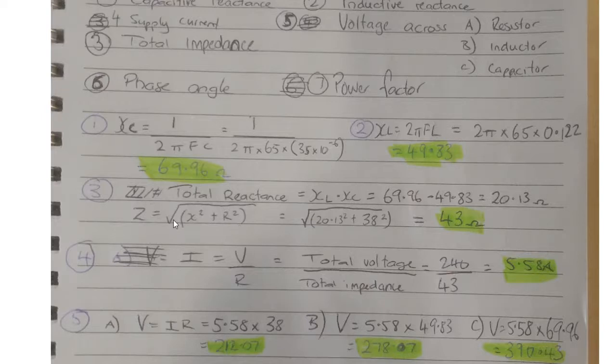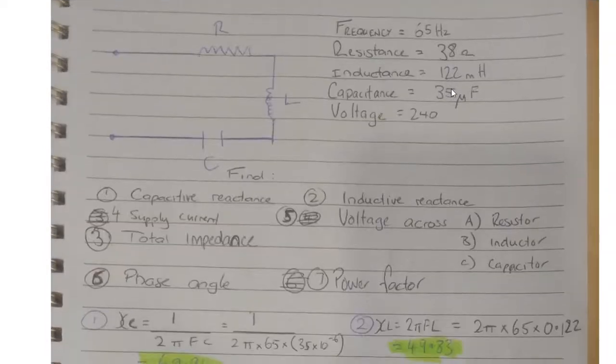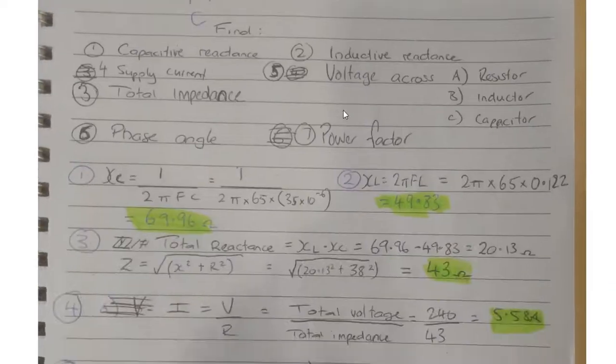So like any right angle triangle, I can use the Pythagoras theorem to find my hypotenuse. I go square root, so that's my impedance, that's the hypotenuse, square root of X squared, so that's my reactance squared, plus resistance squared. My total reactance, remember, was XL minus XC, so total reactance is 20.13, so I square that, and I add 38 squared. If we look back to the top, we'll see that the resistance of that resistor is 38 ohms.